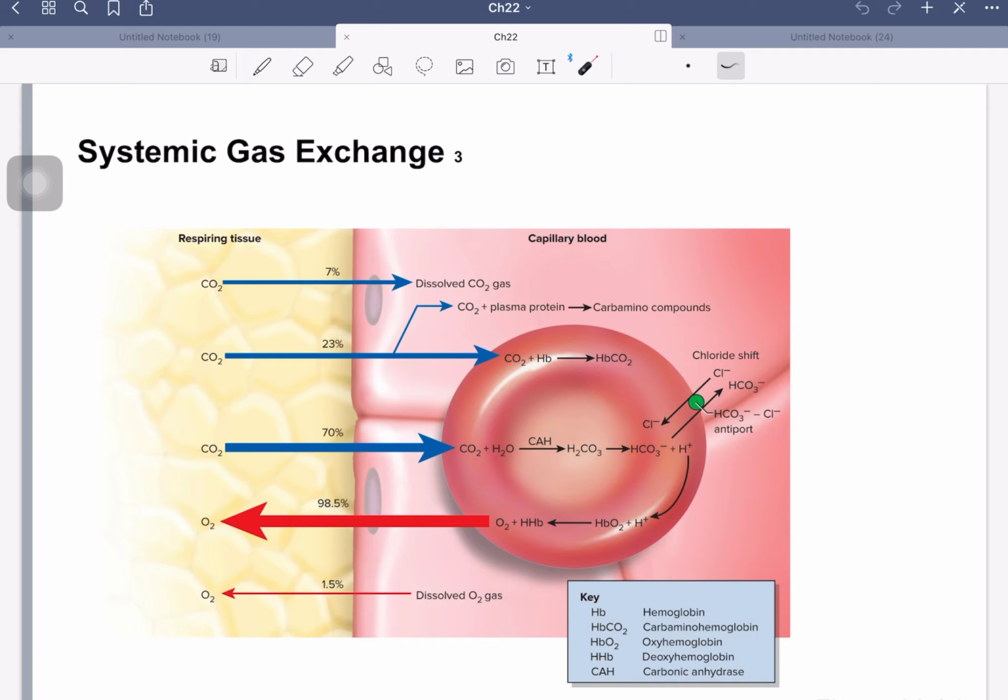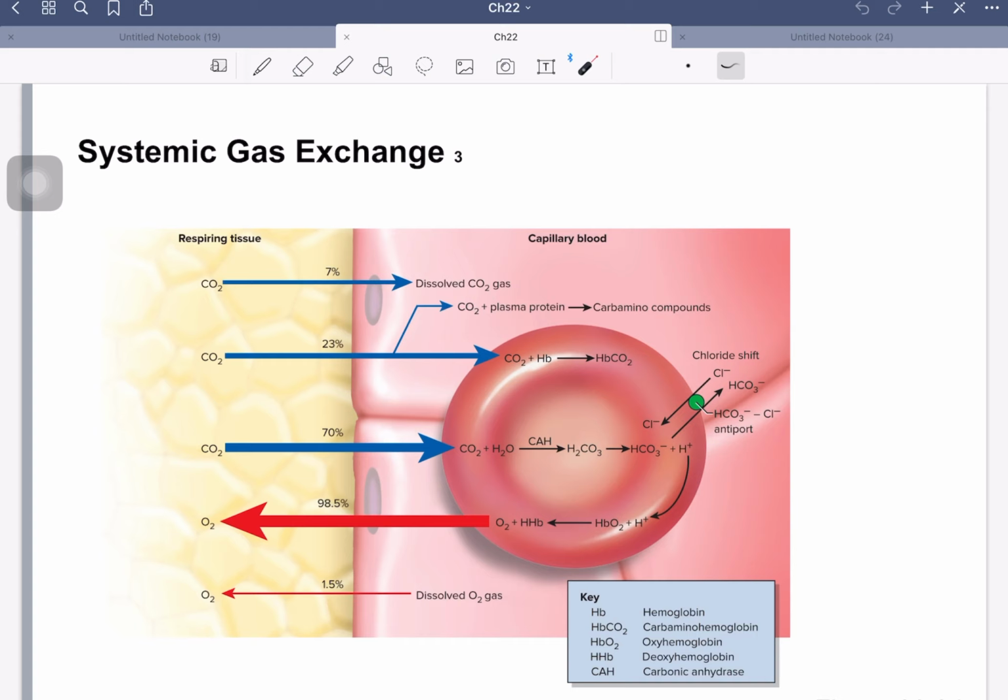You'll also see that there is a diagram that looks very familiar, almost identical to this, and that's about alveolar gas exchange. And if you look carefully, the only difference between the two diagrams comes down to the direction of the arrows. So let's have a look at systemic gas exchange.